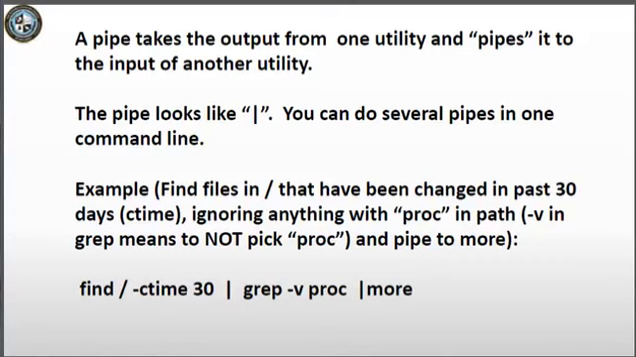So we're going to search through the entire directory system, starting at root, and we're going to look for any file that has been changed within or created in the last 30 days. And we're only going to print the ones that do not contain the string proc. And finally, we're going to pipe it to more to give us a screen full at a time.